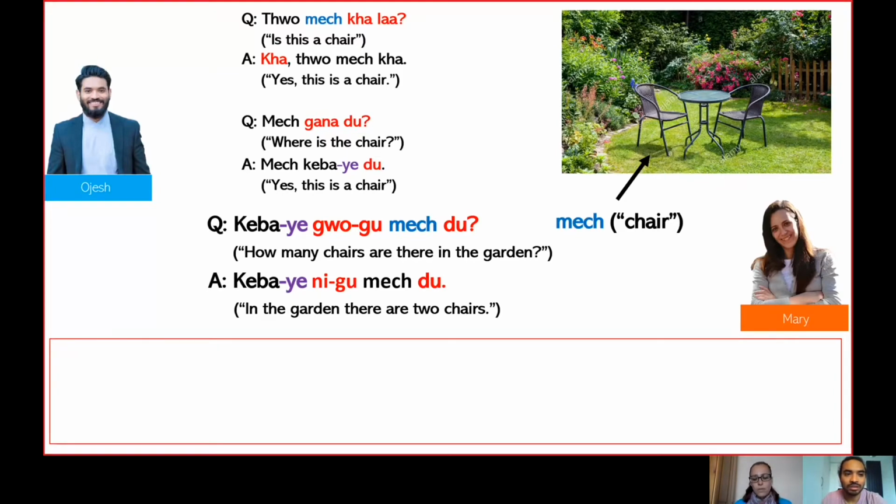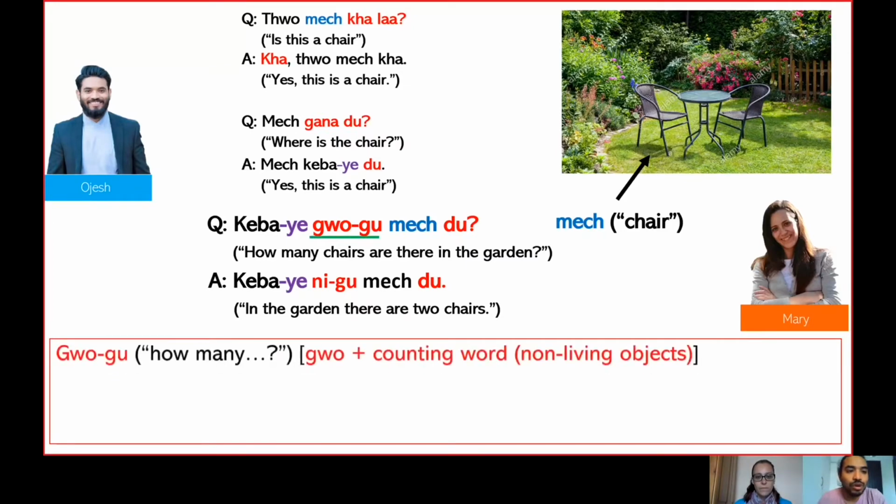So, Ojesh, what does gogu mean? Gogu is the question word meaning how many. This question word is made up of 2 parts, go plus the counting word gu, which is used for non-living things. And in the answer, the word nigu is also made up of 2 parts. Ni, which indicates the number 2, plus gu, which is again the counting word used for non-living things. This is because there are many counting systems in Nepal Bhasa, and each system changes according to the type of items that you want to count. We shall learn more about this in a moment.